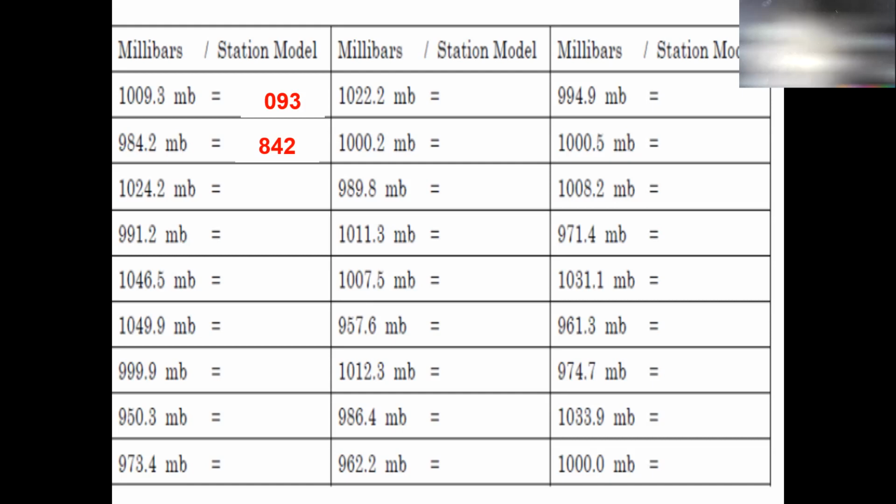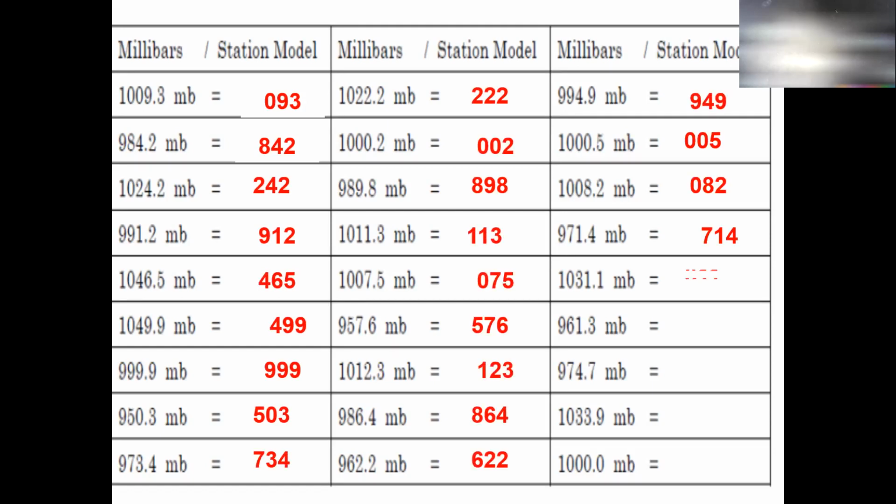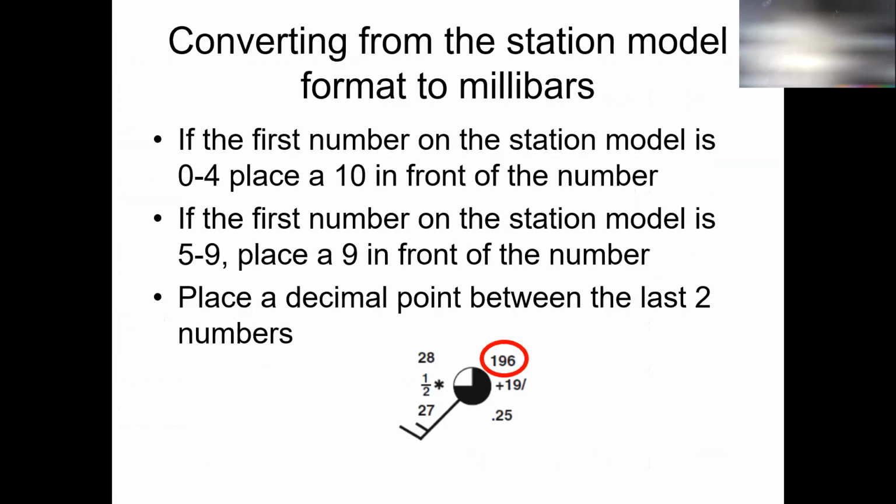Let me switch over to the next chart here. If the first number on the station model is between 0 and 4, you're going to put a 10 out front. So it's like rounding, except instead of the .4 getting the bigger number, the smaller numbers get the bigger number out front. So if it's a 0, 1, 2, 3, or 4, you put a 10 out front. Anything else, so 5, 6, 7, 8, or 9, gets a 9 out front.